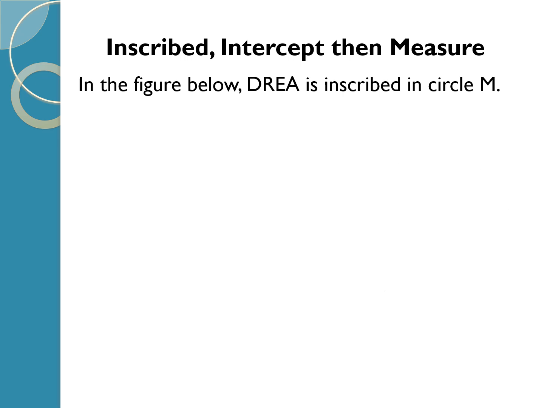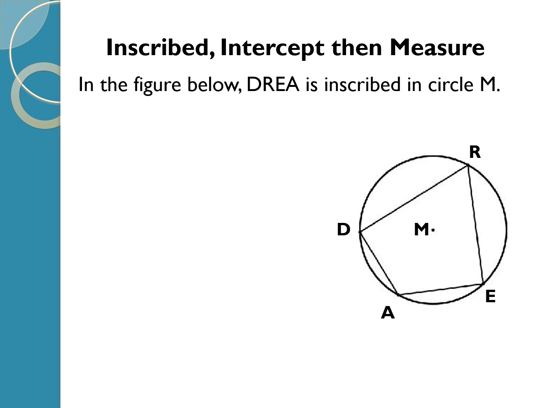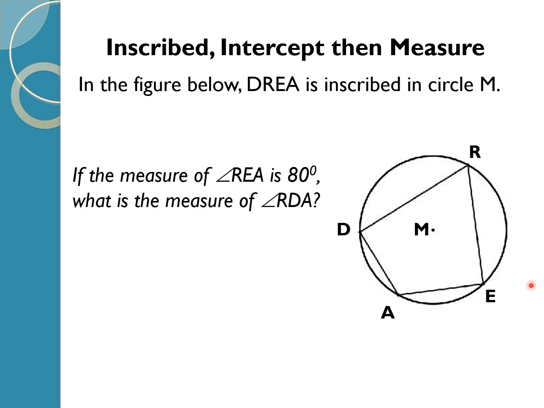Another example. In the figure below, DREA is inscribed in circle M. So this is DREA. And if the measure of angle REA is 80 degrees, what is the measure of angle RDA?